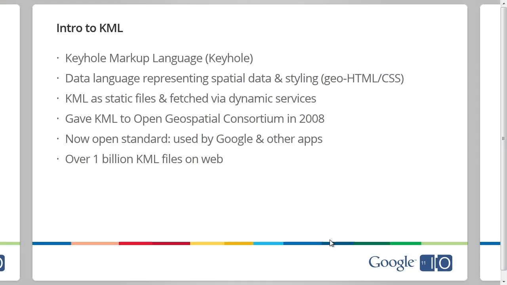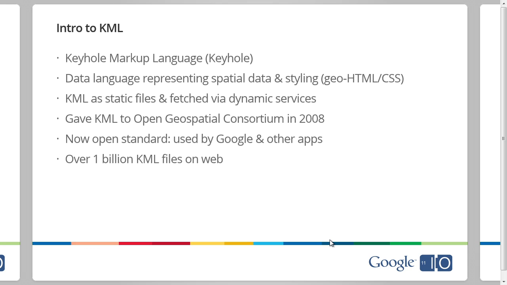So a really brief intro to KML. Keyhole Markup Language was developed at Keyhole before the company was acquired by Google. It's basically a data language that represents spatial data and styling, kind of loosely like HTML and CSS is to the web. KMLs can be static files that you can serve off of your server or run locally on your machine. It can also be generated dynamically via web services and served to Google Earth and Maps.